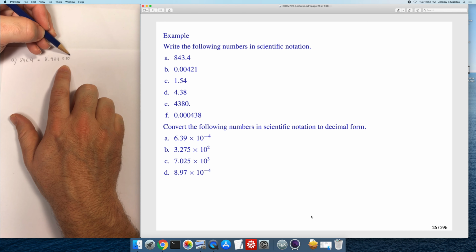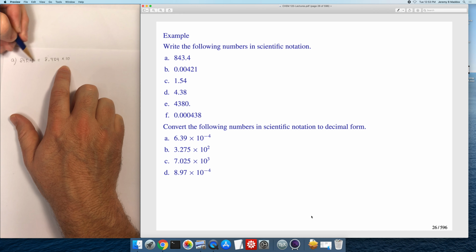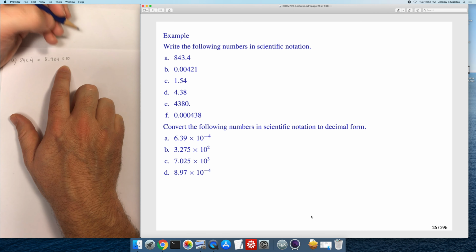So you're going to have a positive exponent in this case. And what should the exponent be? Well, how many places did you move the decimal? 2 places in this case.